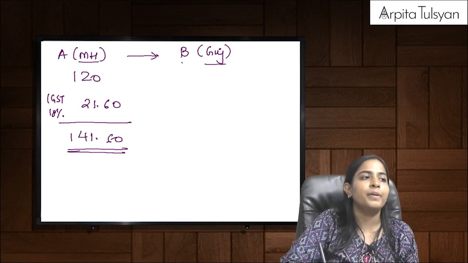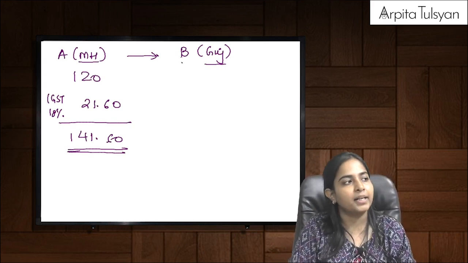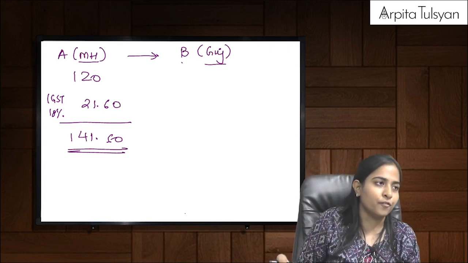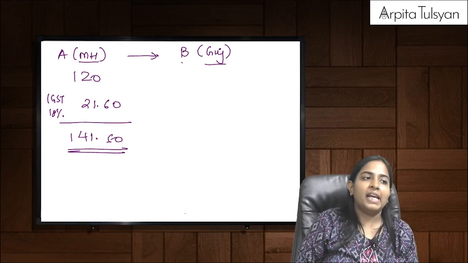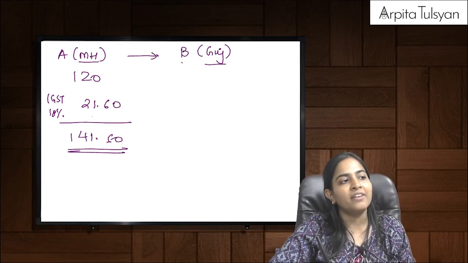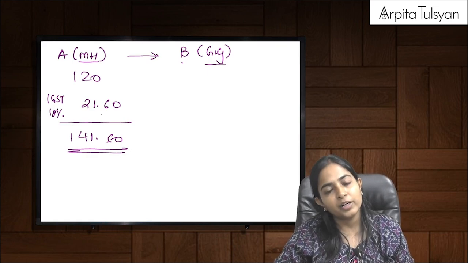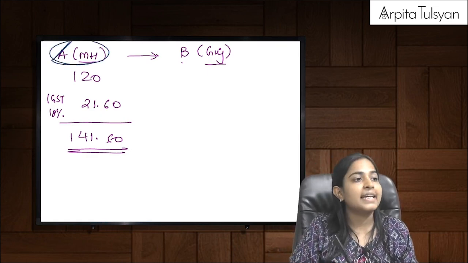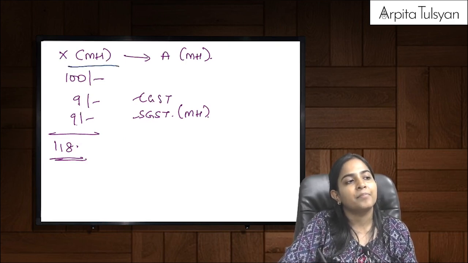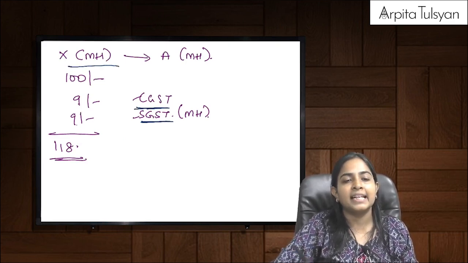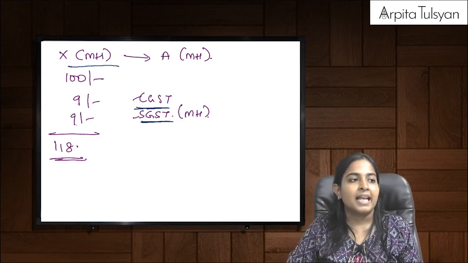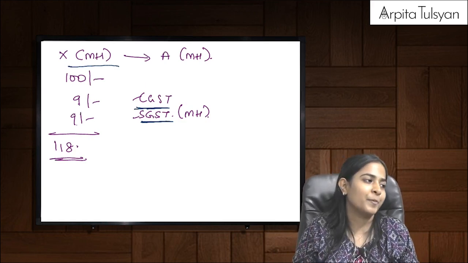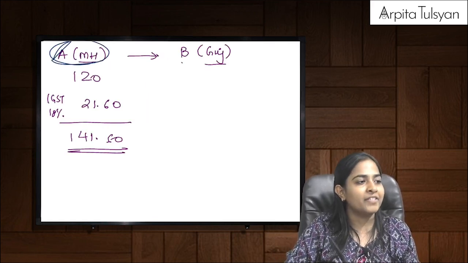A is selling it to B. A has collected the tax from B of Gujarat. Now A will have to pay 21.6 in the IGST account. But does A have some credit available? Yes. A had also purchased it from X. It has credit of SGST and CGST. Can we use CGST, SGST credit for IGST liability? Yes, that was allowed.